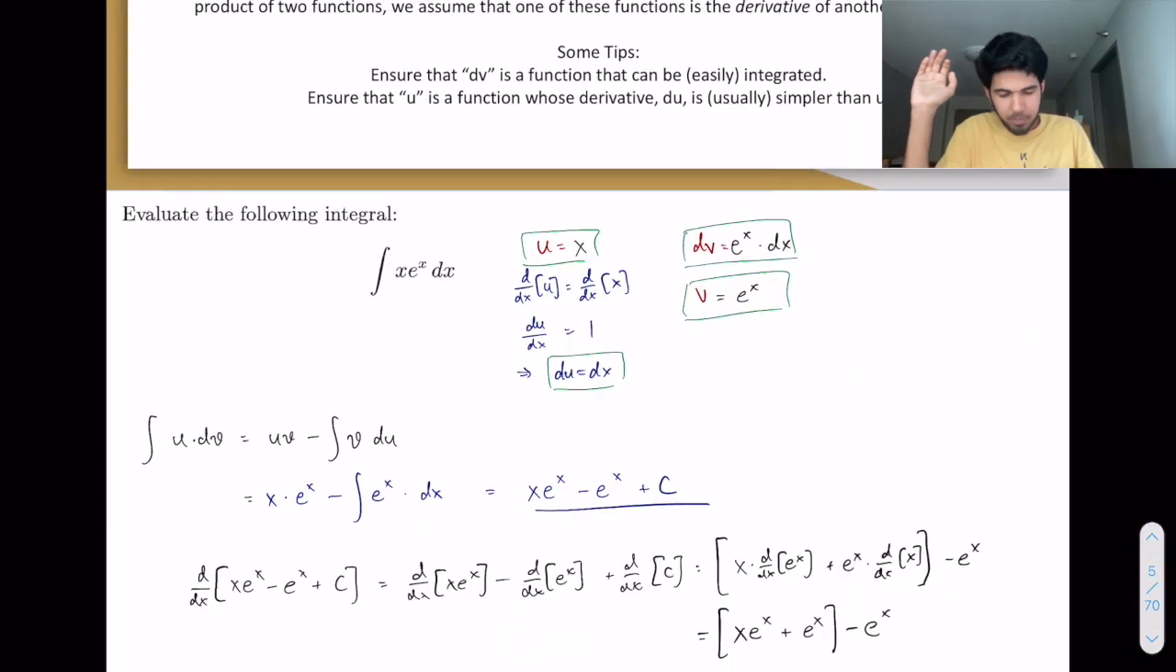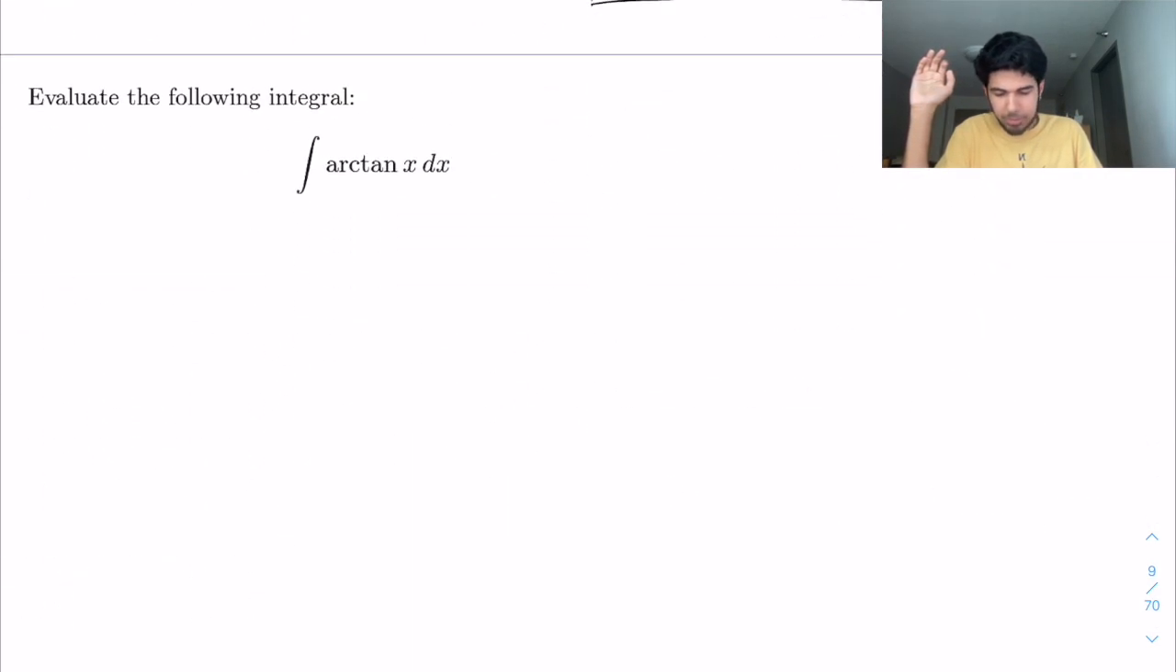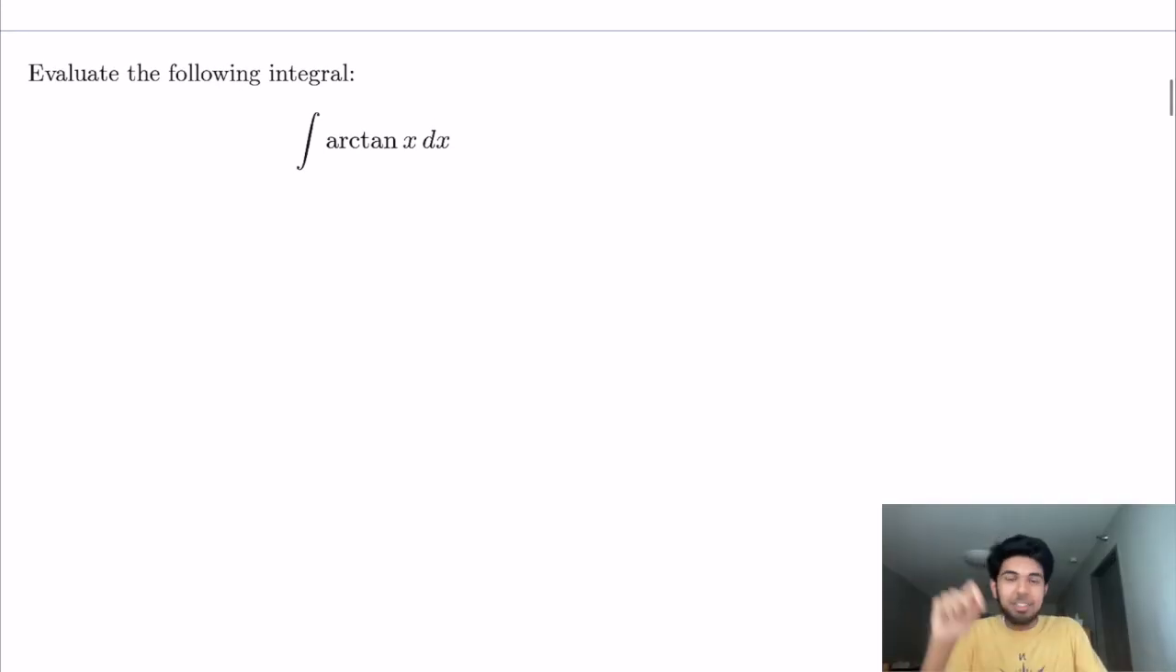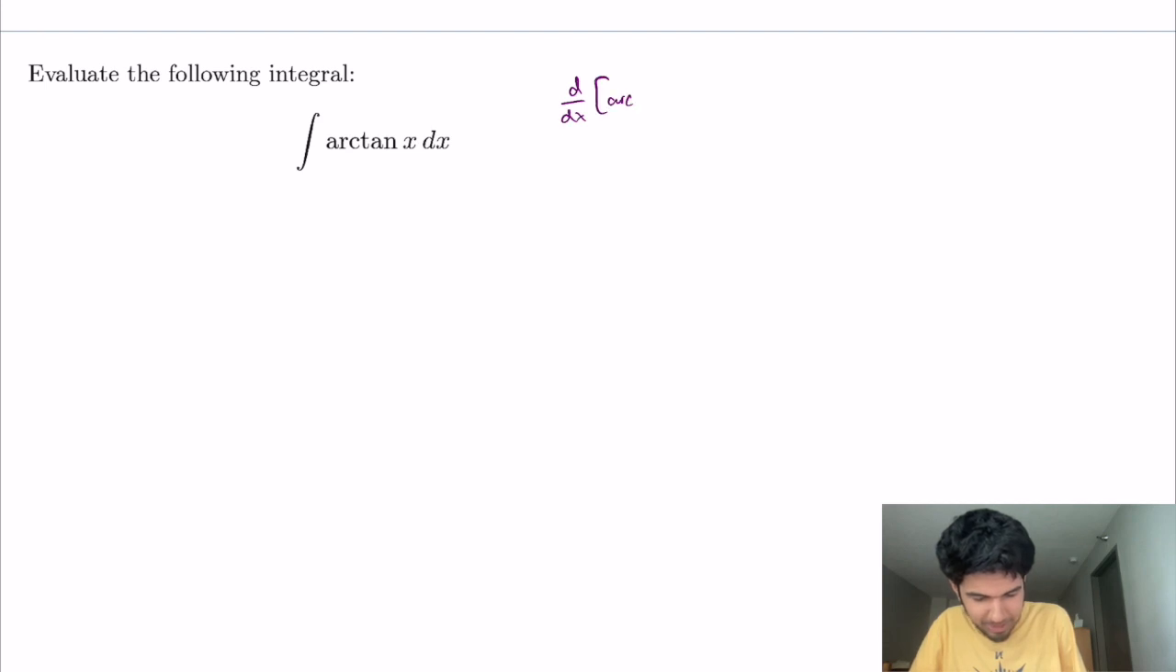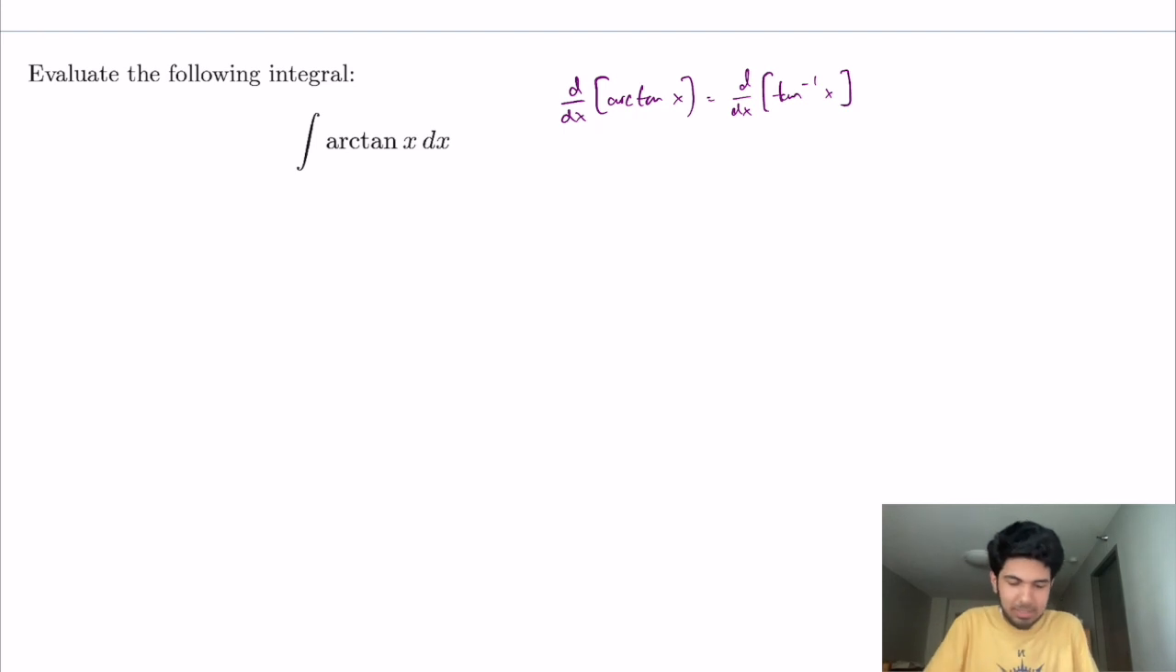Anyways, let's proceed with another problem. The integral of arctangent of x. Okay, we don't know the integral of arctangent of x, which is why we're trying to solve for it. But we know the derivative of it. Let's just write it off to the side. d/dx of arctangent of x. If you are not familiar with the arc notation, this is the same thing as inverse tangent of x. That's equal to 1 over 1 plus x squared.